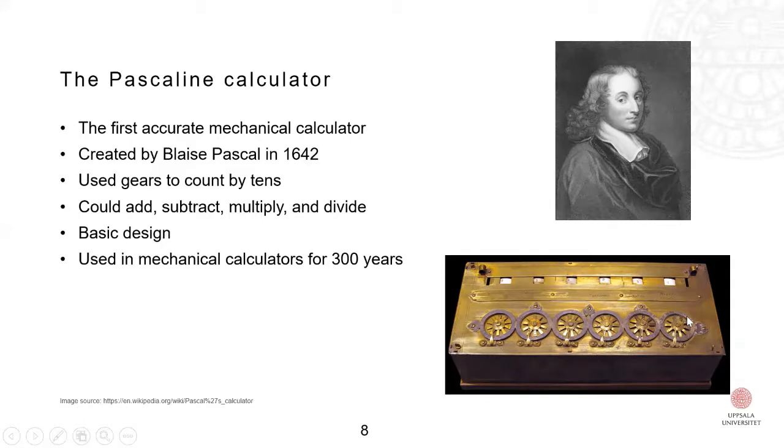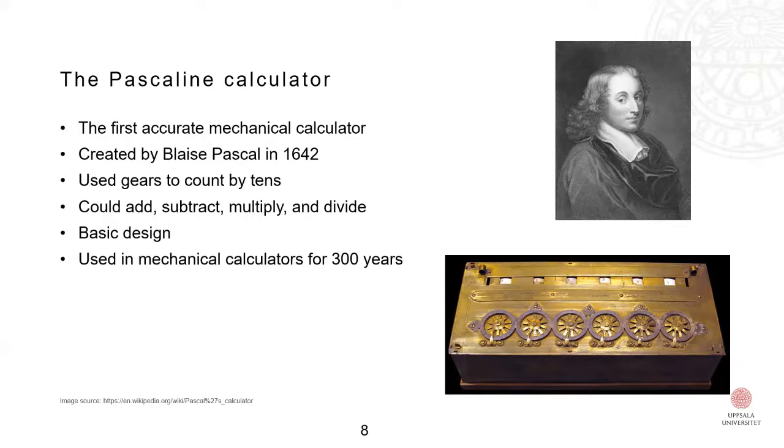And the value of the gear goes from 0, 1, 2, 3 to 9. And each time a gear reaches 9 and wants to increment by 1, it makes the next gear advance by 1, and the gear itself resets to 0. It's like what we do in our additions. So it could do addition, subtraction, multiplication, and division.